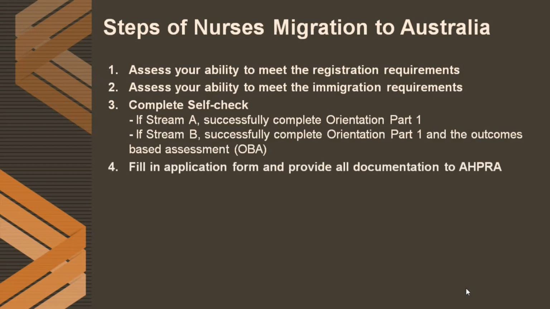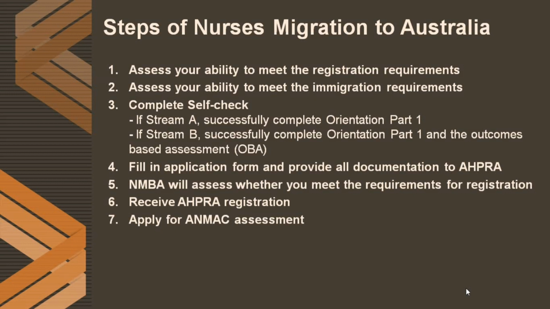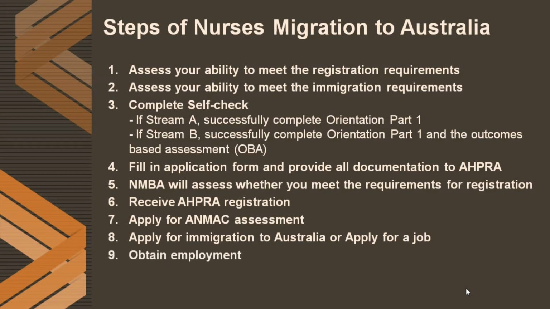Next you have to fill in the application form and provide all documentation to AHPRA. Then NMBA will assess whether you meet the requirements for registration and you will get a registration from AHPRA. Then you apply to ANMAC for the assessment. Later you apply for immigration to Australia, or you find a job and apply for the job. Then obtain the employment and emigrate to Australia. So these are the 10 steps.